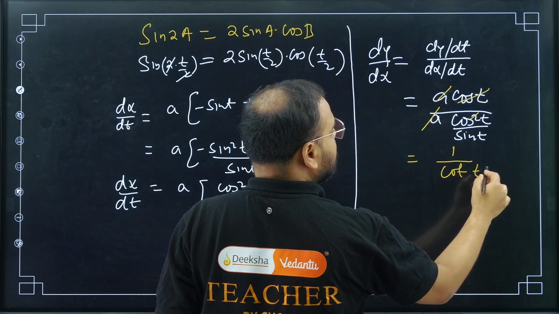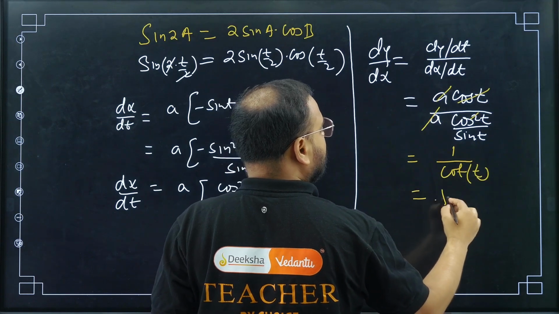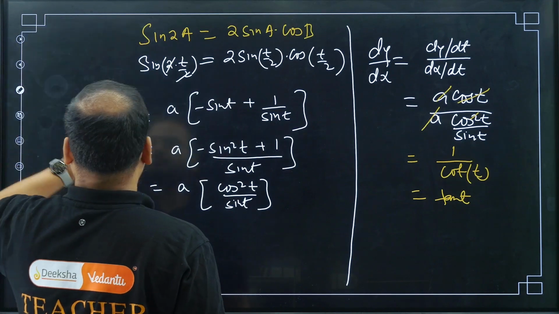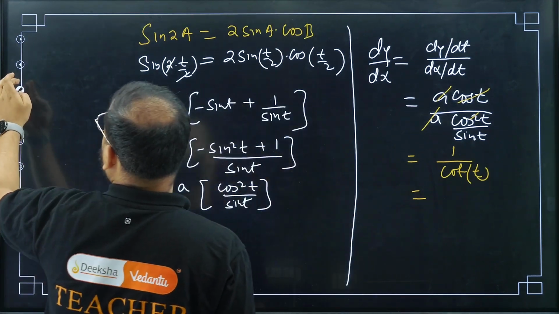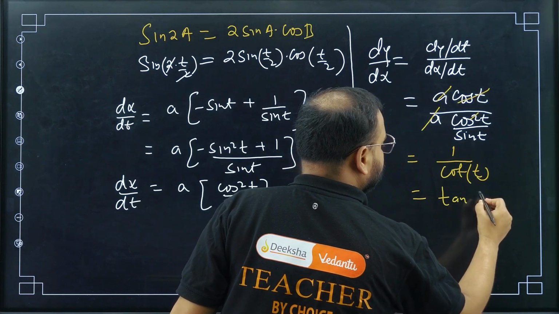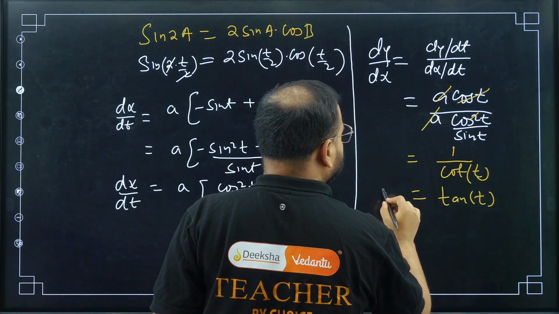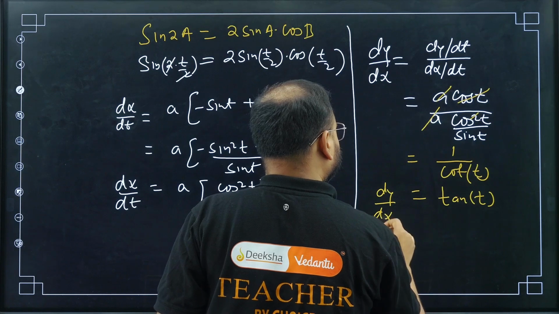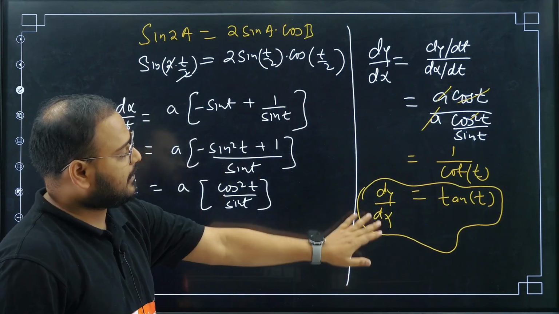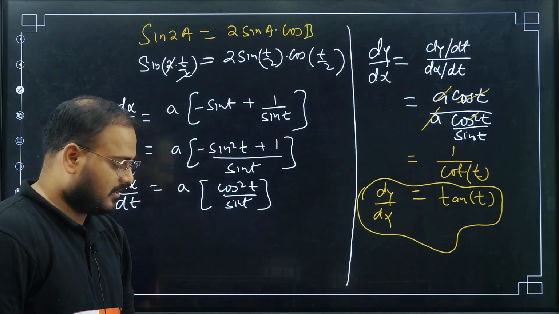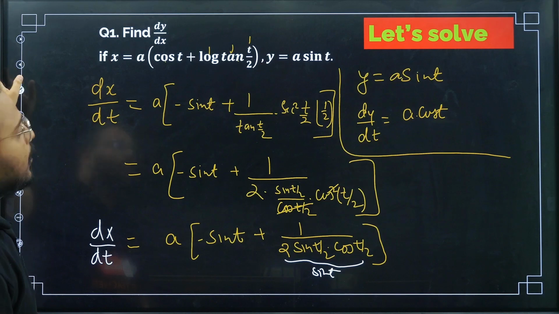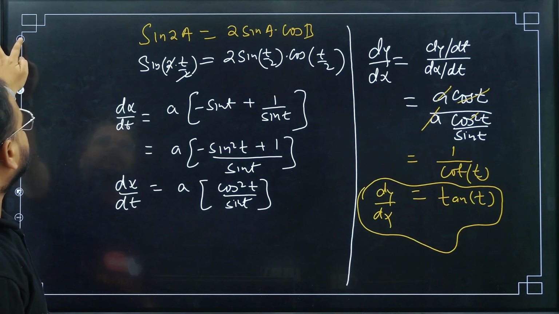Cot t will go up, will become what? tan t. Okay, it is simply tan of t. This is visible, right? dy by dx equals tan t is my final answer. Let me show you from the beginning. I hope you can see this. Okay, moving on.